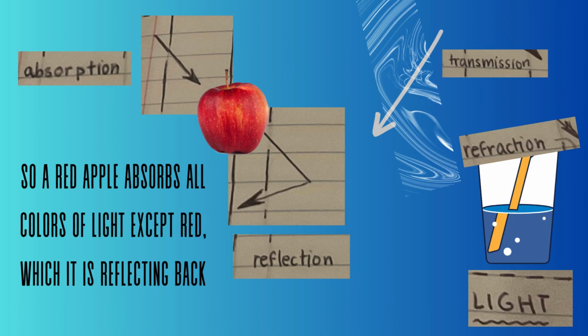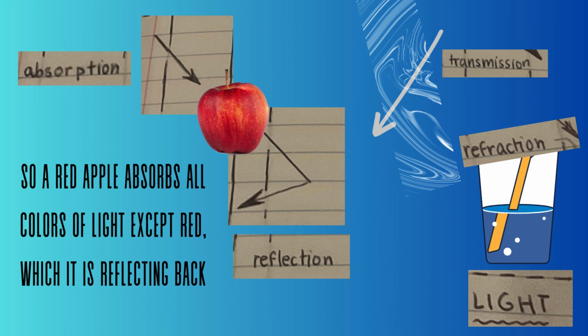So light is a really big part of the electromagnetic spectrum, and it has many properties, including absorption, reflection, transmission, and refraction. So absorption is when light is absorbed into the material. Reflection is when the light reflects off the surface of the material, like a mirror. Transmission is when the light goes through the material, and that material can be something like clear plastic. And refraction is when light appears to bend, like a pencil when you put it in water.